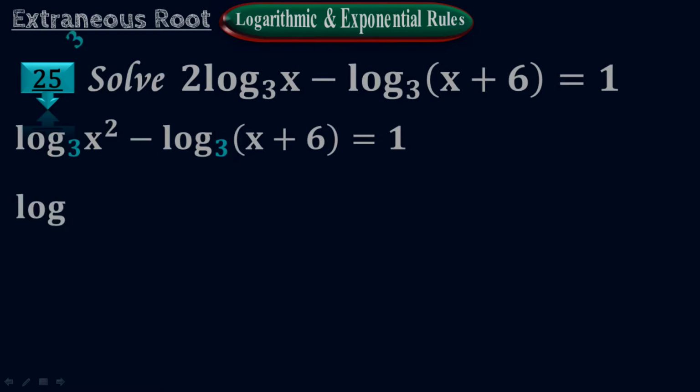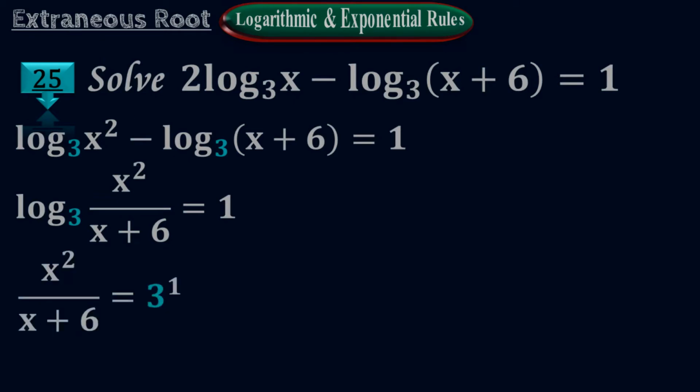Therefore, it can be written as log to the base 3 of x squared over x plus 6. Just apply that logarithmic quotient rule. According to another basic logarithmic rule, can I write x squared over x plus 6 equals 3 to the 1? Up to here, we have done the logarithmic quotient rule. Now, at this stage, I'm going to apply the other basic logarithmic rule. The 1 will be the exponent of the 3, so 3 to the 1, and x squared over x plus 6 will be here. So this expression can be written as x squared over x plus 6 equals 3 to the 1.